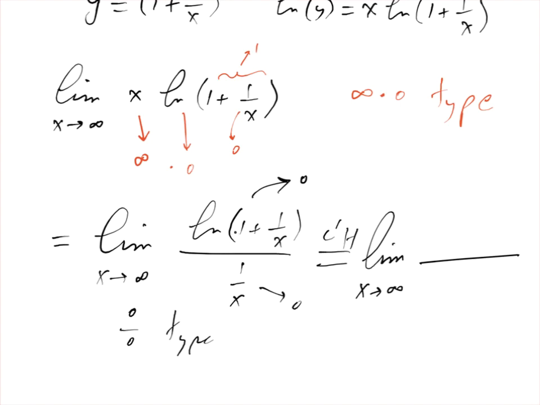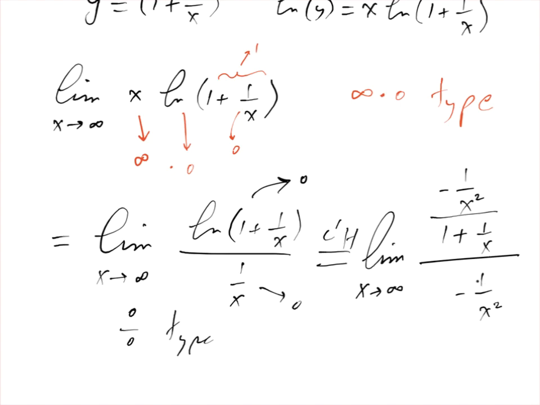Derivative of ln is 1 over 1 plus 1 over x. And then by the chain rule, we multiply by the derivative of 1 plus 1 over x. Derivative of 1 is 0. Derivative of 1 over x is minus 1 over x squared. In the denominator, we just have 1 over x, and its derivative is minus 1 over x squared.